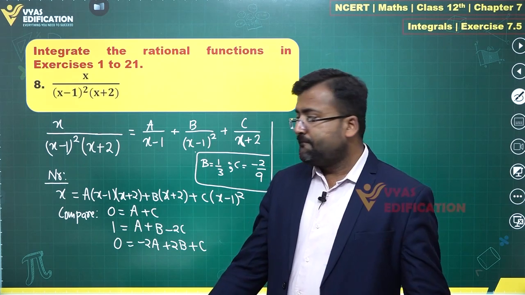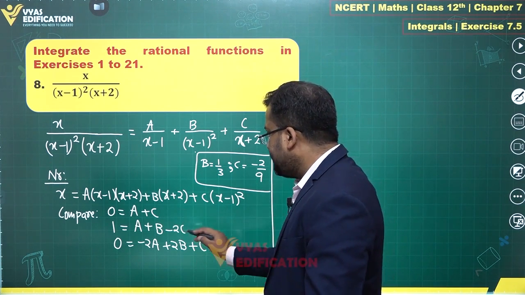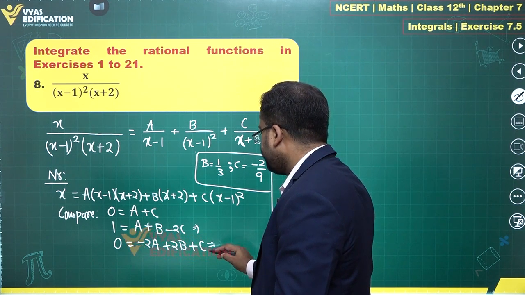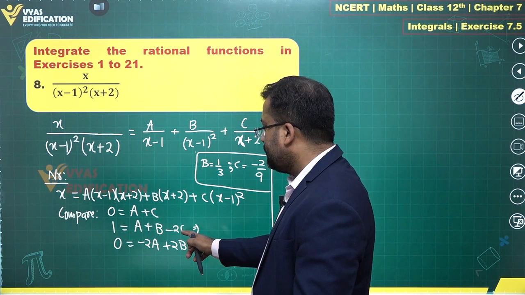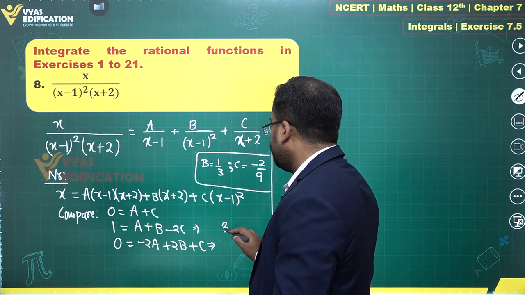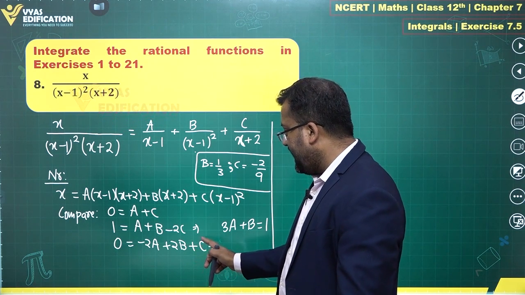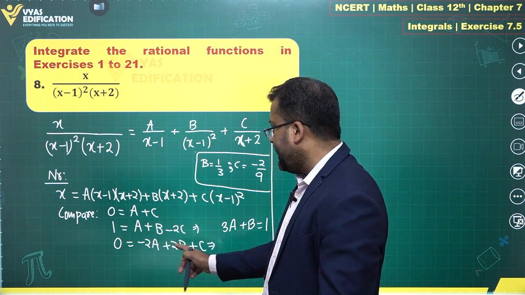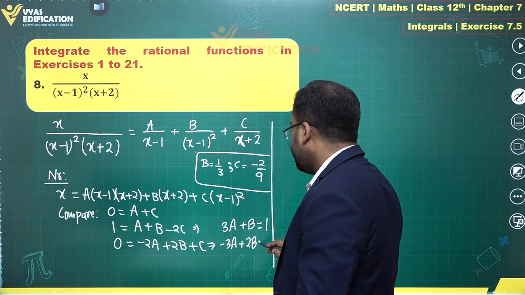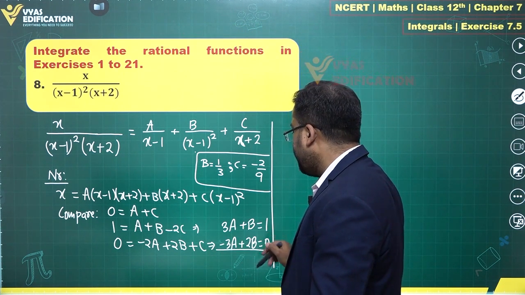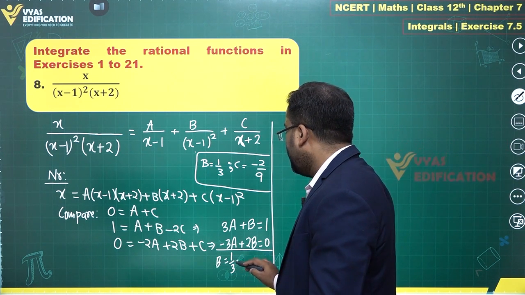Which of these will be easy? Anyone for that matter, right? So what I'll do is I'll eliminate C from these two equations. These tell me, okay, C is minus A, so this becomes 2A plus A is 3A plus B, which is equal to 1. What else? Here I'll have minus A, so this becomes minus 3A plus 2B, which is equal to 0. Adding these two will give me 3B equal to 1, or B will be equal to 1 by 3.